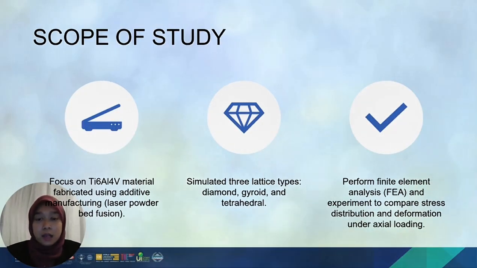Next slide, we will talk about the scope of study. In this study, we focus on the titanium alloy material, which can be fabricated using additive manufacturing, laser powder bed fusion. For the simulation, we simulate three different types of lattice structure, which are diamond, gyroid, and tetrahedral. We perform finite element analysis and experiments to compare the stress distribution and deformation under axial loading.